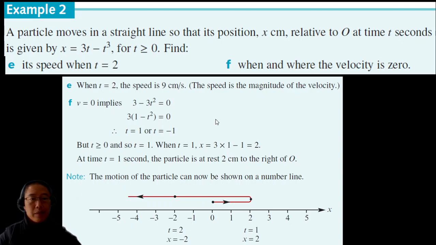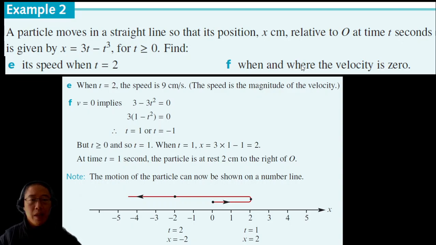Now, for part E, as you determine the speed when t equals 2, think about just taking the modulus. So it's an instantaneous speed. So you just take the modulus of that negative 9 centimeters per second, which was the velocity, and then you end up with the answer.